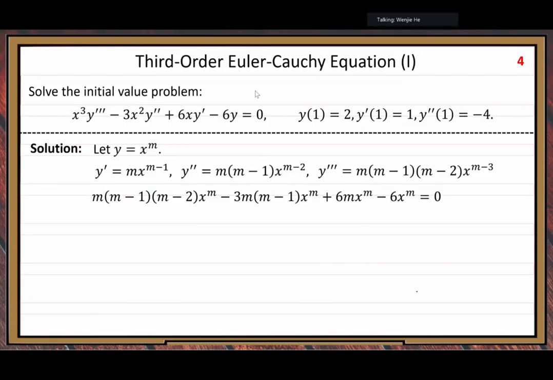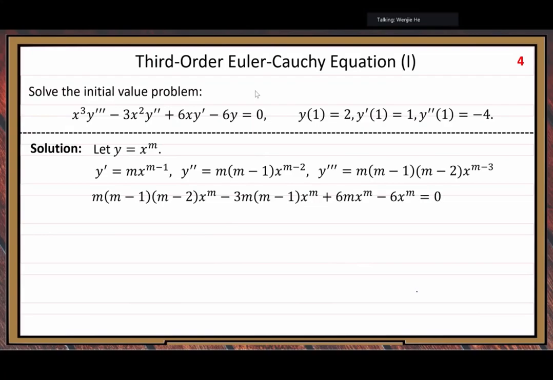You can see, the reason we can take advantage is because all the terms contain the common factor x to the m. Each term. So the structure is just perfect for the common factor property.